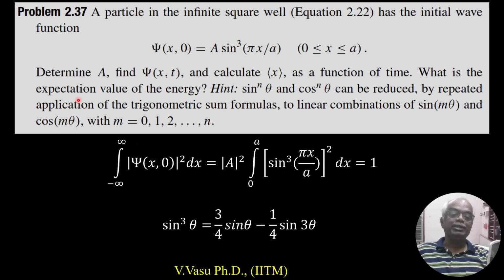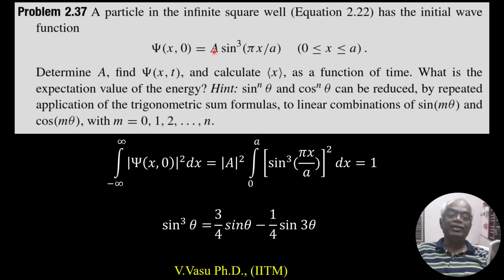What is the expectation value of energy? So these are the things we have to calculate. First, we have to find the normalization constant. By definition, to find the normalization constant, the integral from minus infinity to plus infinity of modulus psi squared dx must be equal to 1.